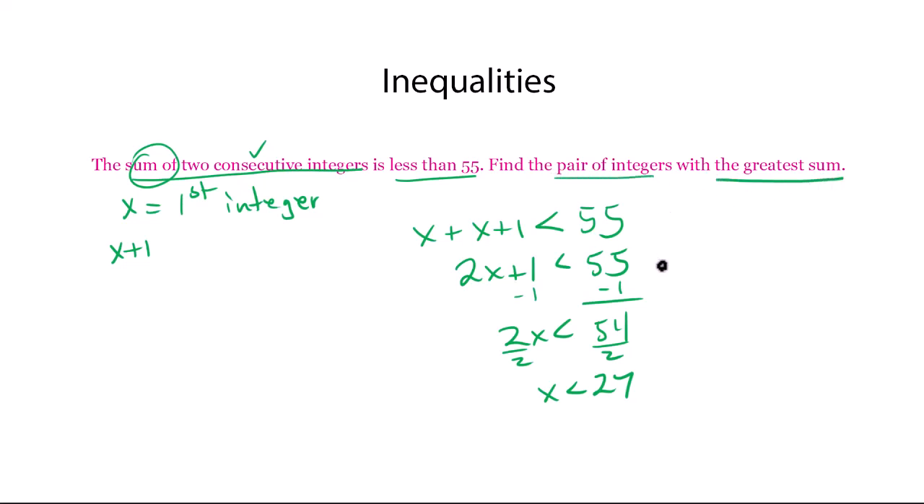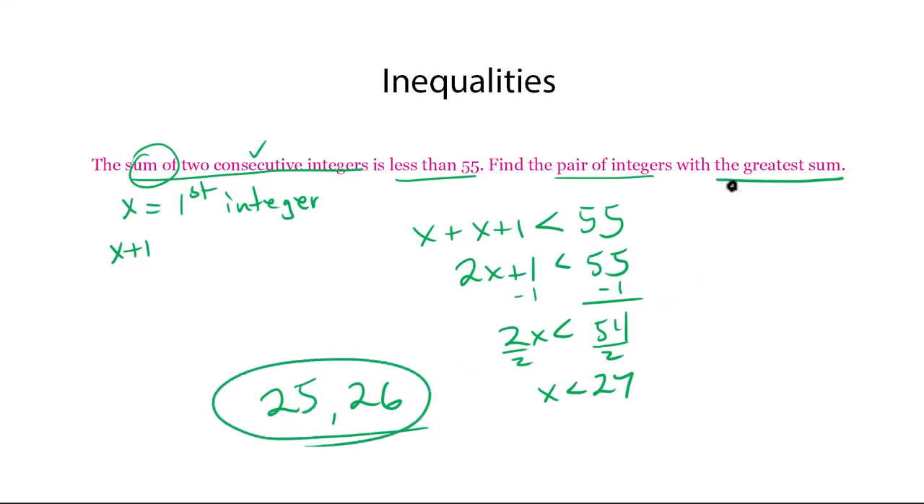So what is that pair of integers? Well, it has to be less than 27. So it'd be 25 and 26. That would be the pair that has the greatest sum less than 55. The sum happens to be 51, but the pair is 25 and 26. Let's look at another example.